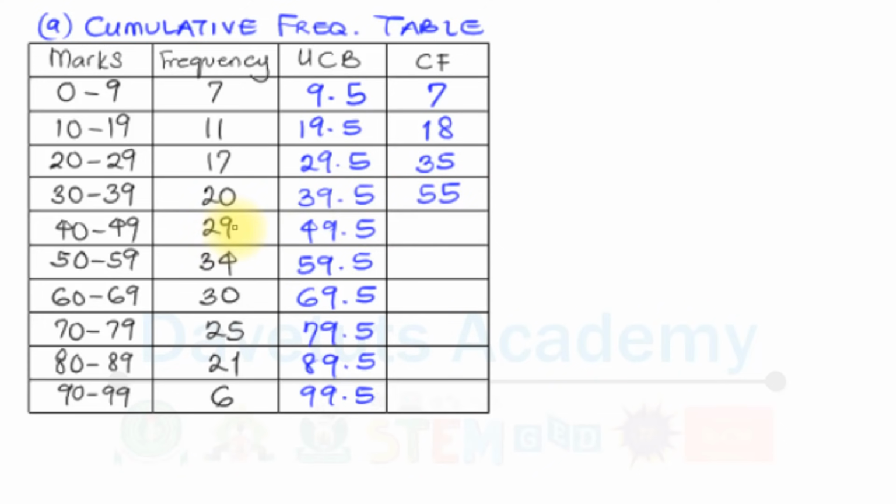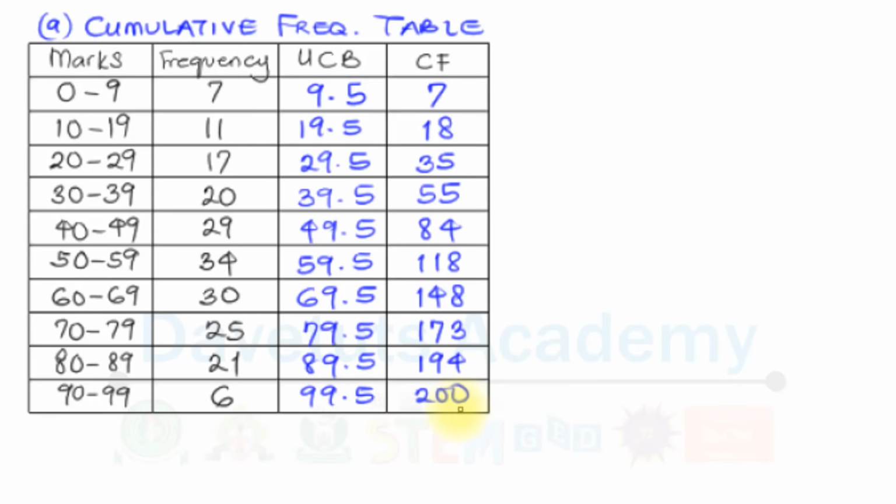55 plus 29, 9 and 5, that is 14. 2 and 5 is 7 plus 1, this is 84. 84 plus 34, 4 plus 4 is 8, 8 plus 3, that is 11, so 118. 118 plus 30, that will be 148. 148 plus 25, 8 plus 5, that is 13, 4 plus 2 is 6, plus that 1, that will be 7, and I have 1 here, so 173. 173 plus 21 will be 194, and 194 plus 6 will be 200.